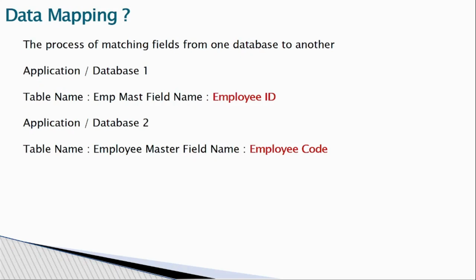Data mapping is the process of matching one field in one database with the same field in another database. In my example, in database 1, the emp master table is there and the field name is employee ID. In application 2 or database 2, the table name is employee master and the field name is employee code. So these two are the same. In the new system it is employee code, but in the old system, employee ID. So while migrating, the data will be moved to employee code.